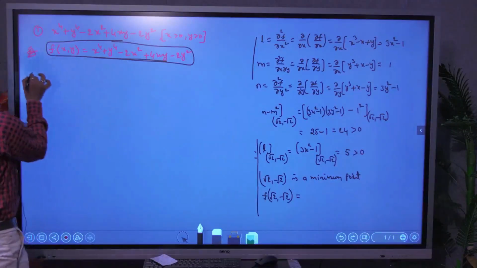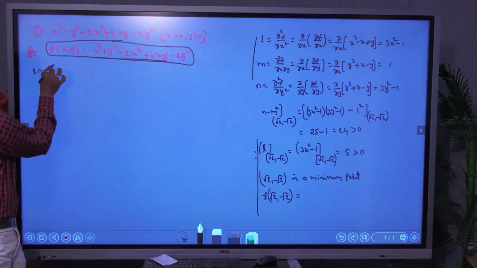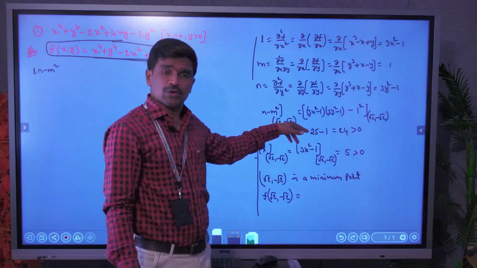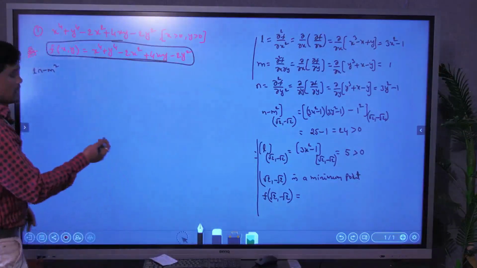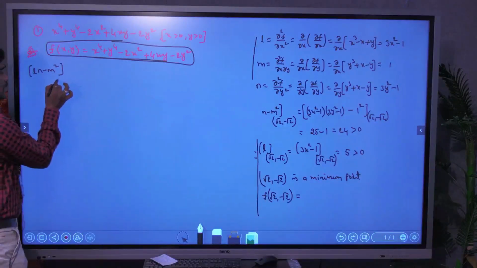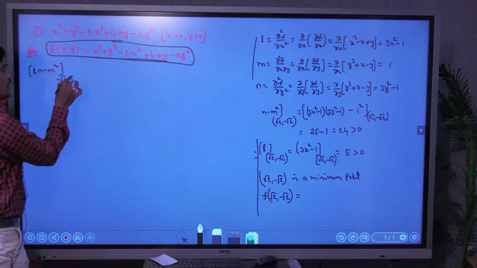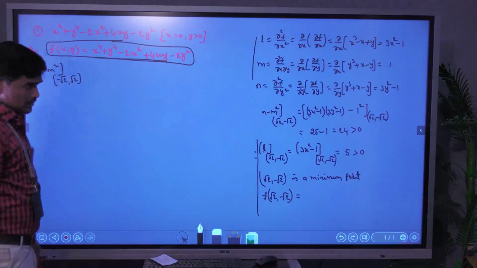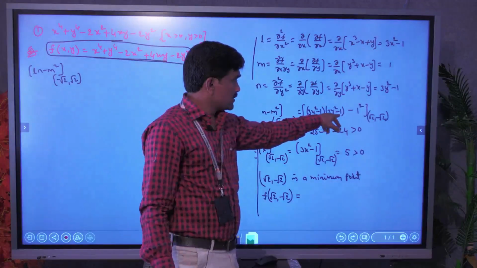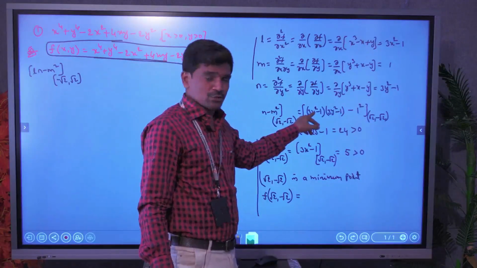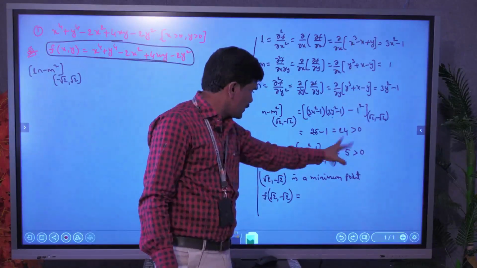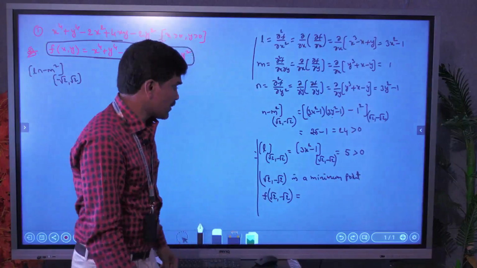So what is ln minus m square? Similarly we get ln minus m square at the point minus root 2 comma root 2, and we get the same minimum point. So you see here this is Lmn. Now here 3x square minus 1, 3y square minus 1, replace x with minus root 2, y with root 2. We get the same value greater than 0 and L is also greater than 0, right?